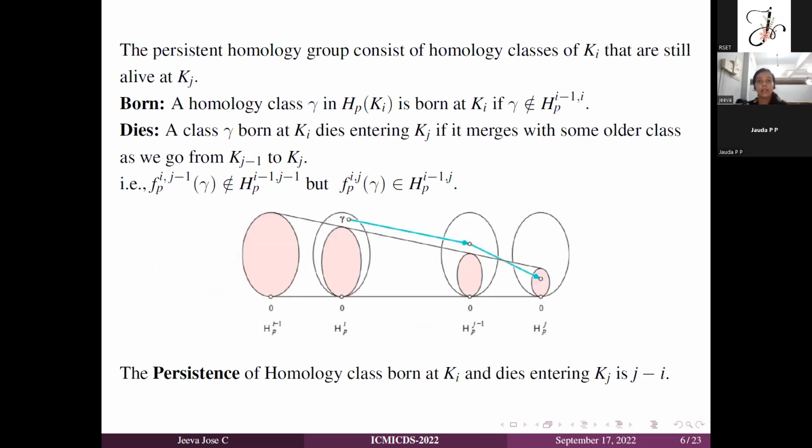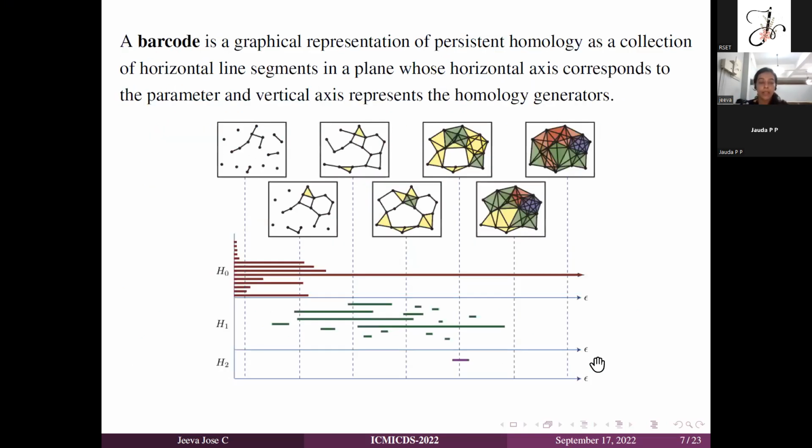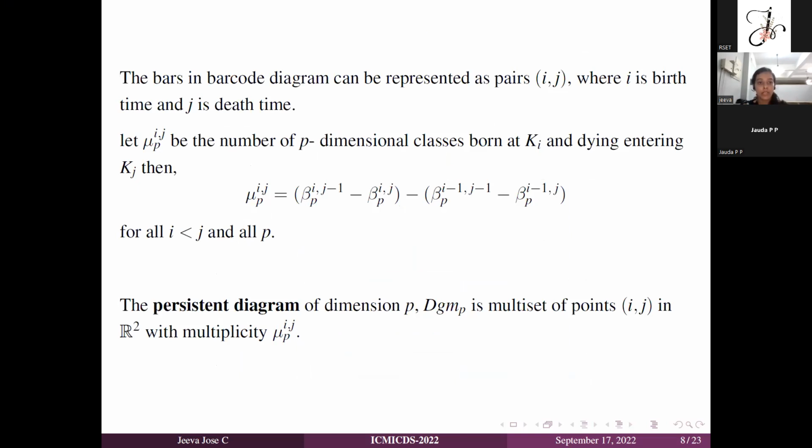If we have a homology class, there is a birth time and a death time associated with it, and based on that, we can define the persistence of a homology class born at Ki and dying entering Kj, which is j minus i. Once we have all these details of persistence, we can visualize it using different techniques, and one among them is the barcode. A barcode is a graphical representation of persistent homology as a collection of horizontal line segments in a plane. As we can see here, the horizontal axis corresponds to the parameter and the vertical axis corresponds to the homology generator. Another way of representation is the persistence diagram.